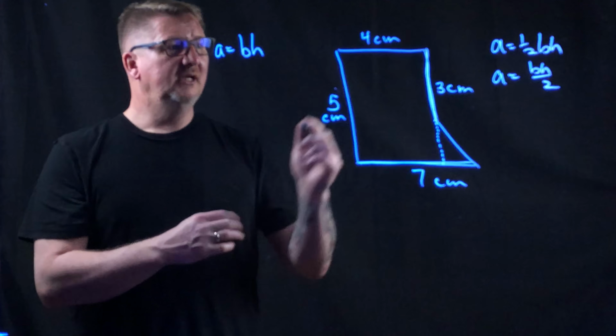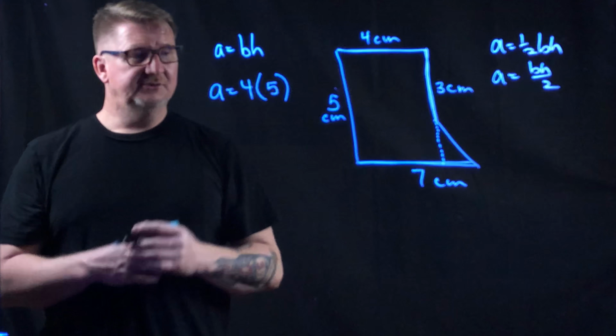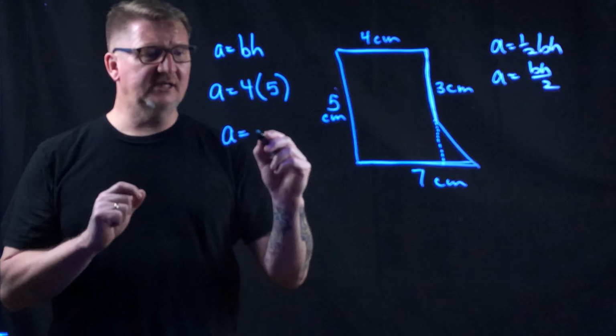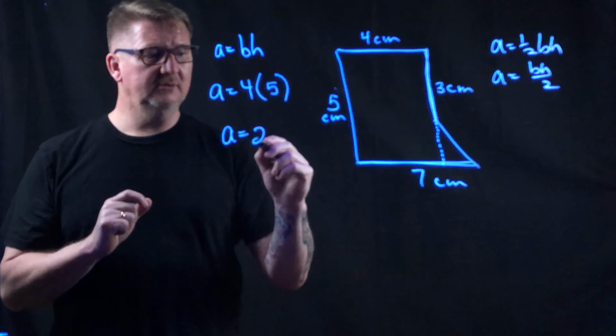So that's the first number I want to use. I'm going to call this the base. The second number needs to be the height. Well, I got two numbers here that could possibly represent the height. There's the 3, but the 3 only goes from here to here, so it doesn't go the full length of the rectangle. But here, 5 does. So that is my second number. So now all I got to do is multiply 4 times 5. The area of just the rectangle equals 20 centimeters squared.